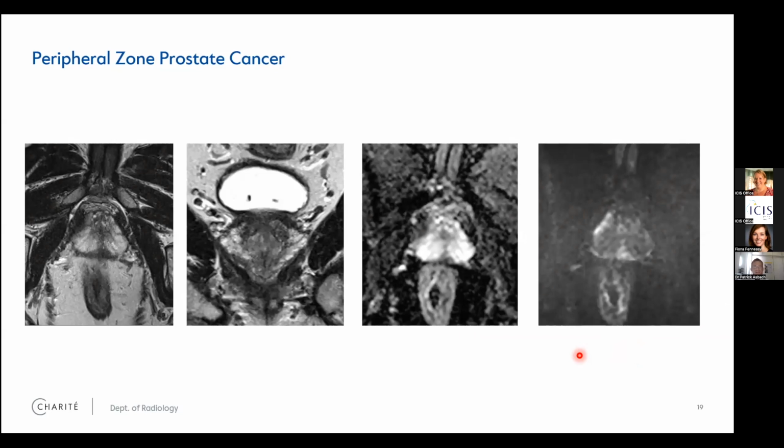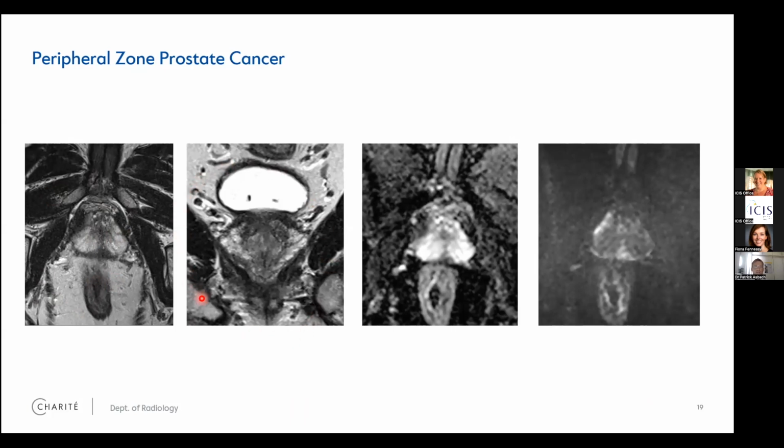The last two cases were relatively obvious cases of prostate cancer in the peripheral zone. In clinical practice, many of you know that the lesions are much smaller. And this case actually shows a small lesion, which is not that easy to delineate. On the left side, again, you see the T2-weighted image in the axial slice. It's really hard to delineate a lesion here.